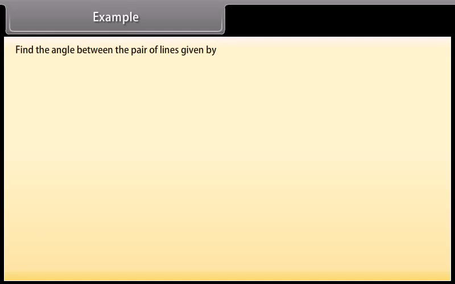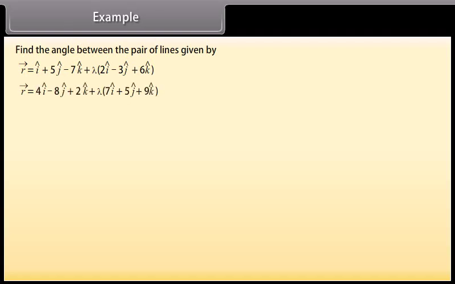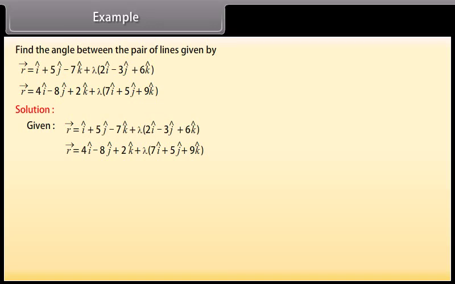Example. Find the angle between the pair of lines given by vector r equals i plus 5j minus 7k plus lambda(2i minus 3j plus 6k) and vector r equals 4i minus 8j plus 2k plus mu(7i plus 5j plus 9k). Solution. Given vector r equals i plus 5j minus 7k plus lambda(2i minus 3j plus 6k), and vector r equals 4i minus 8j plus 2k plus mu(7i plus 5j plus 9k).